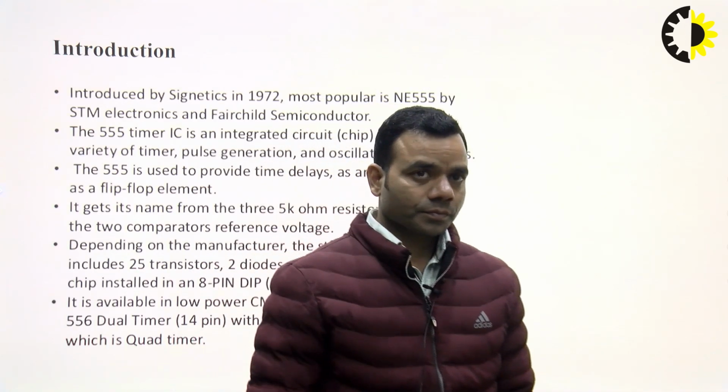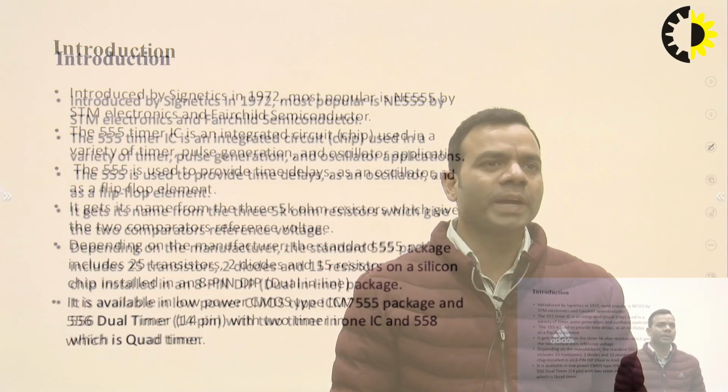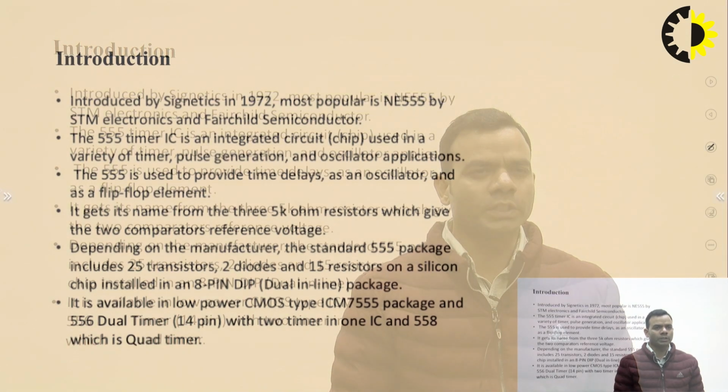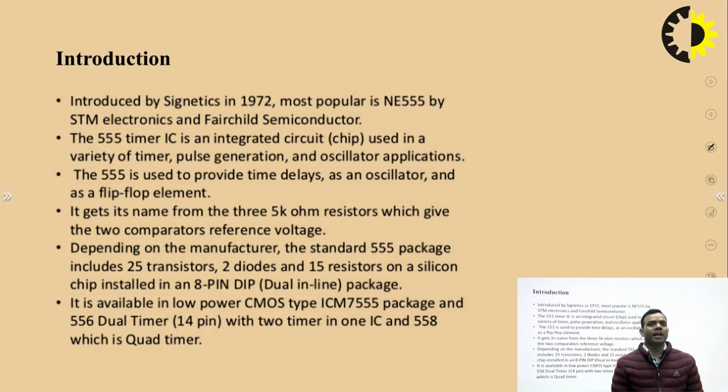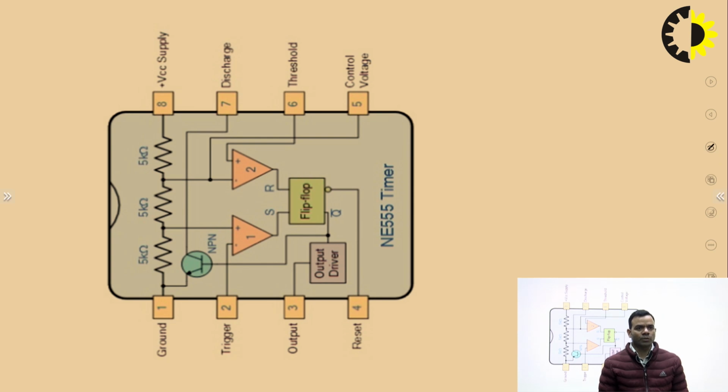Today I am going to discuss the 555 timer IC and its various applications. The 555 timer IC was introduced by Signetics in 1972. The most popular versions are the ones by STMicroelectronics and Fairchild Semiconductor. There are several applications of the 555 timer IC, and we will discuss them one by one.